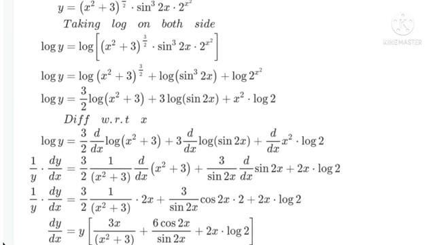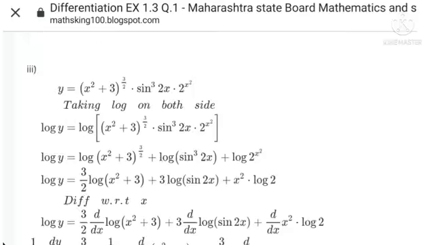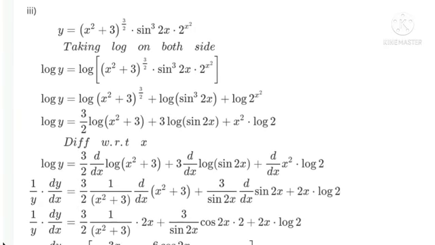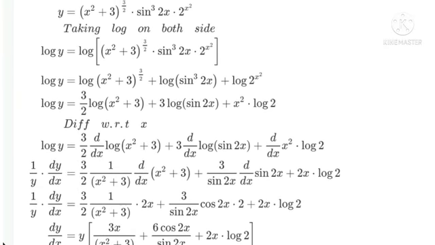See the third example. Y is equal to x square plus 3 raised to 3 upon 2 into sin cube 2x into 2 raised to x square. Here take log on both sides, we get log y is equal to log x square plus 3 raised to 3 upon 2 into sin cube 2x into 2 raised to x square.